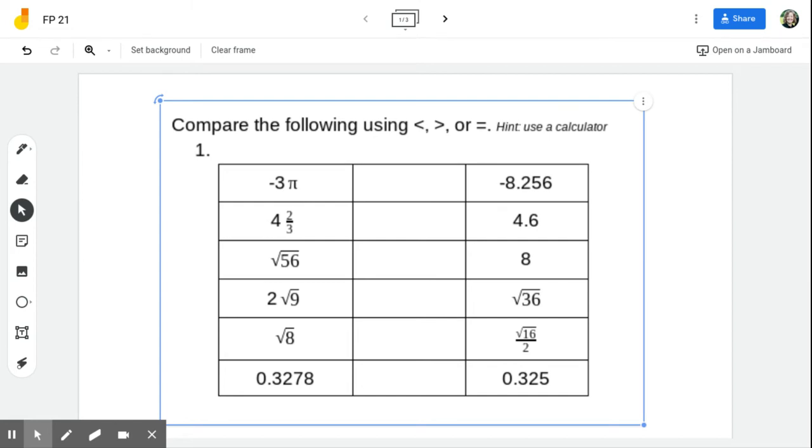Hey, it's Mrs. Golding, and I just wanted to run through some problems on this week's Friday paper, week 21, with you. This Friday paper only has 7 numbered questions, but it really has 25 points. So question number 1, for instance, has a possible 6 points. So I want to make sure that we hit this one.